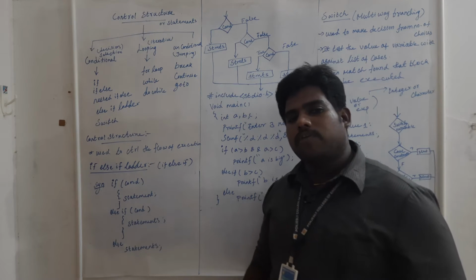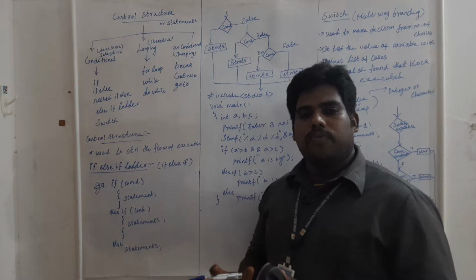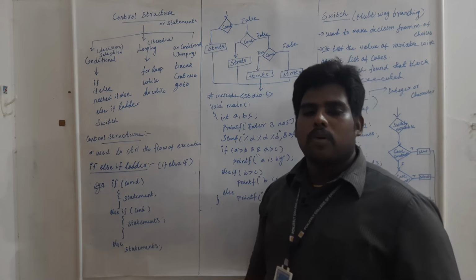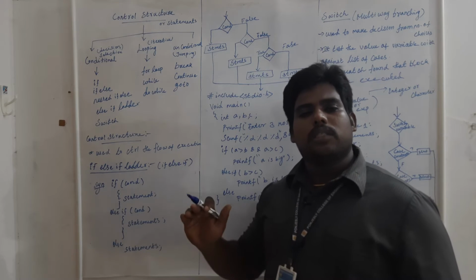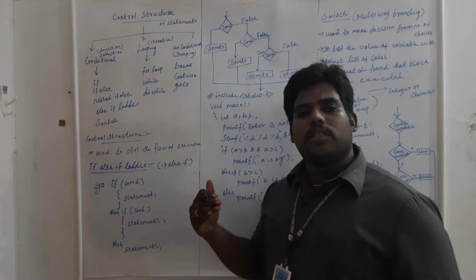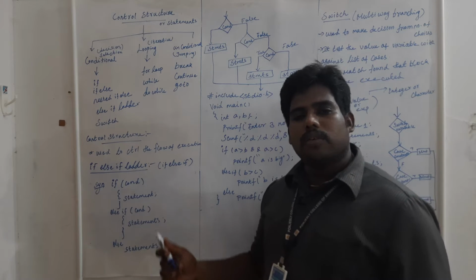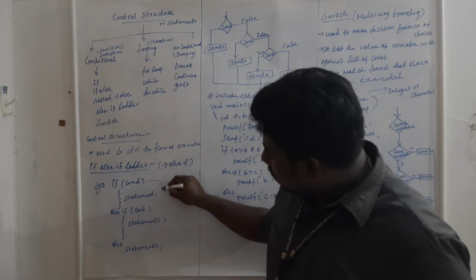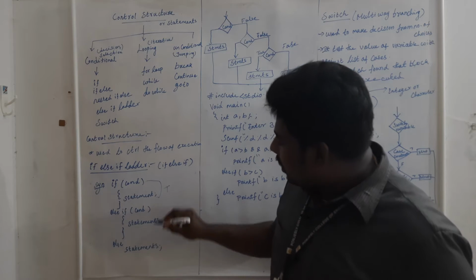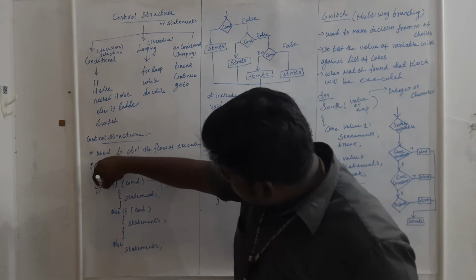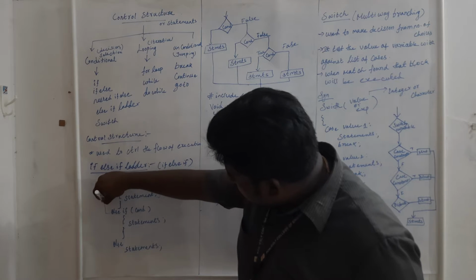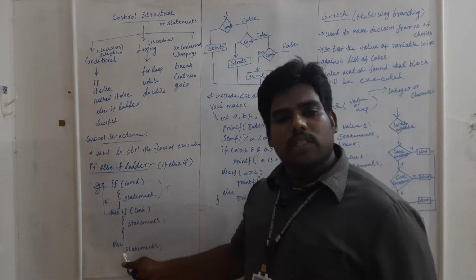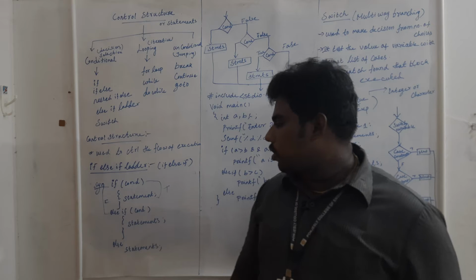What's the use of if else if ladder? It's equal to if else, but we are able to check n number of conditions. If you want to use multiple conditions, then we can use if else if ladder. See the syntax here. If the condition is true, the statement will be executed. Suppose the condition is false, the second condition will be checked. Suppose again this condition is false, the else statements will be executed. All of you got it?